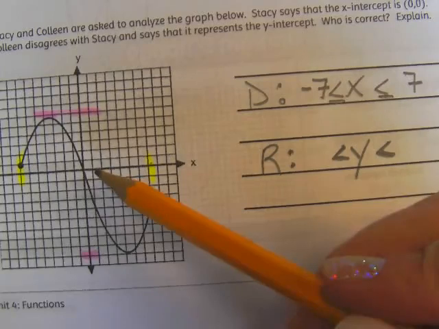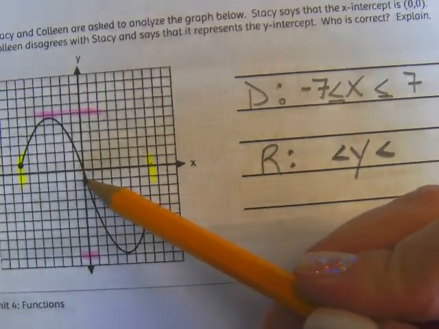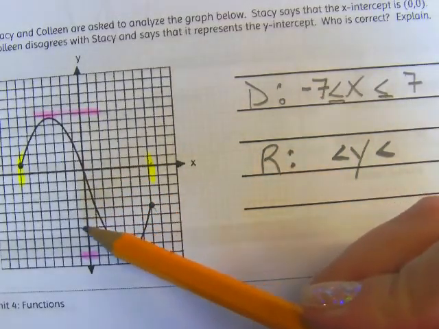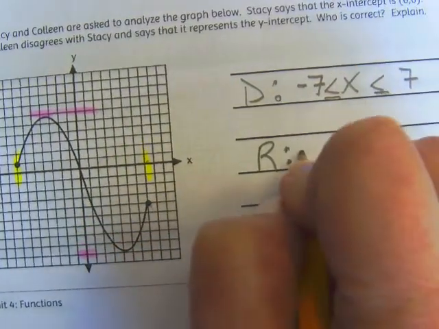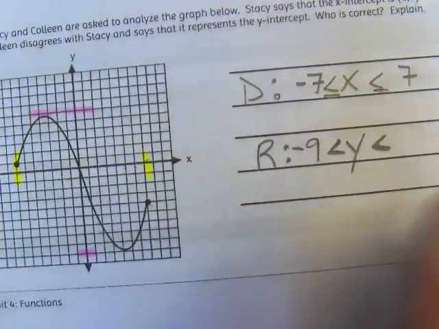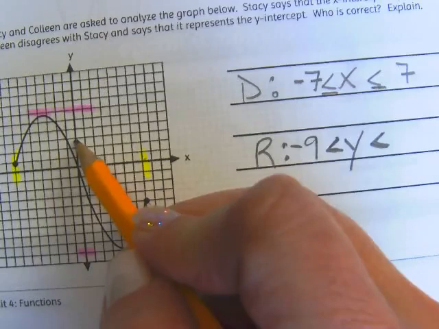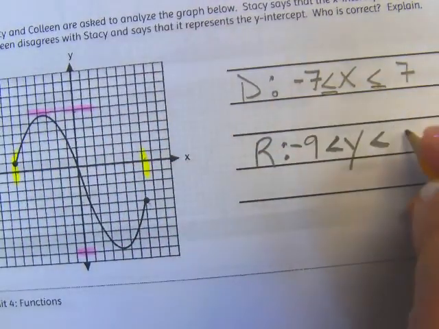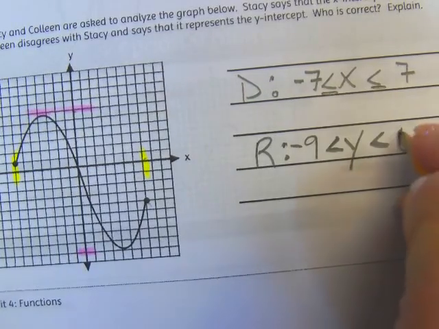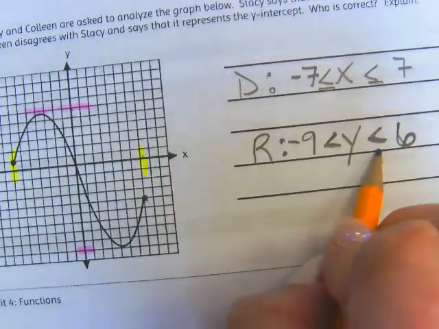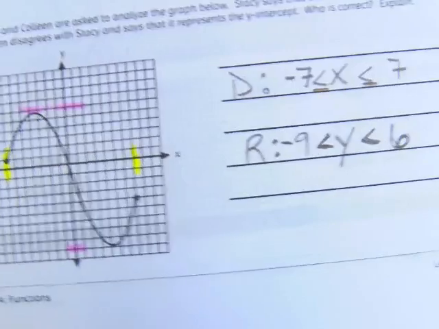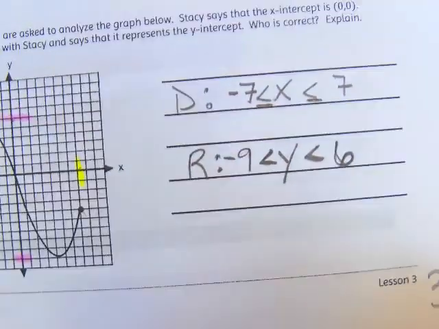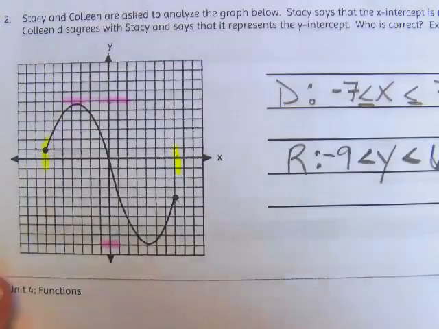So the smaller number would be the negative, the bottom. So 1, 2, 3, 4, 5, 6, 7, 8, 9. So negative 9 is where it begins. And 1, 2, 3, 4, 5, 6 is where it stops. And it's not quite 6, but I'm going to write 6 because I'm not putting equal to signs. So I could say it goes up to 6. Okay, so that's domain and range.